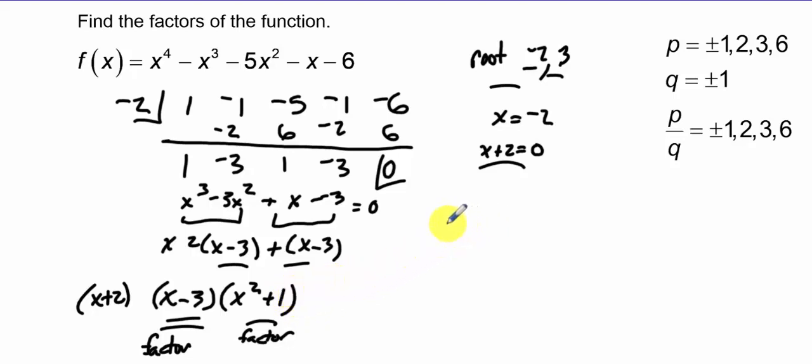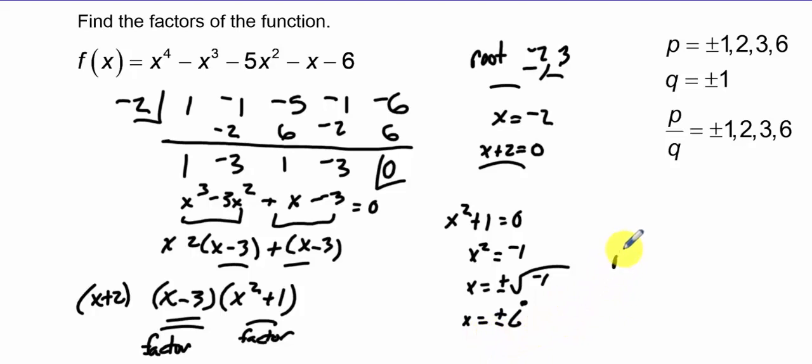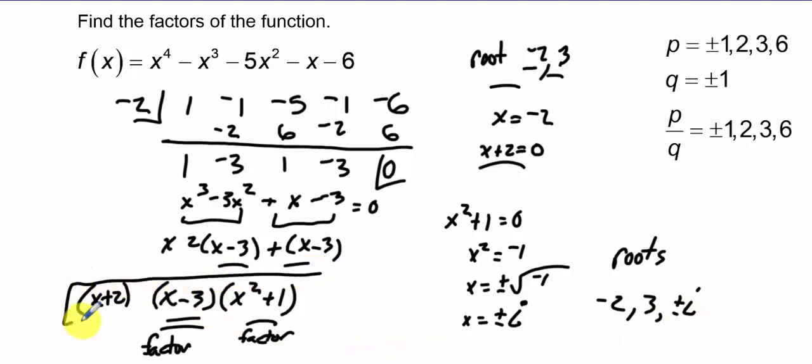However, I know if I solve this, x squared plus 1 equals 0, I get x squared equals negative 1, and x equals plus or minus the square root of negative 1, which means x equals plus or minus i. So in essence, my roots for this are negative 2, 3, and plus or minus i, whereas my factors are these binomials.